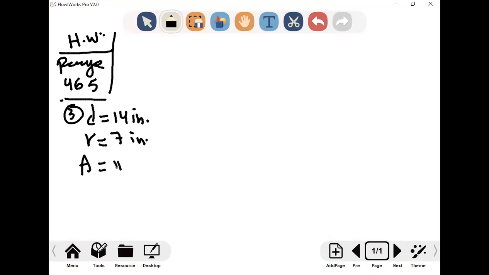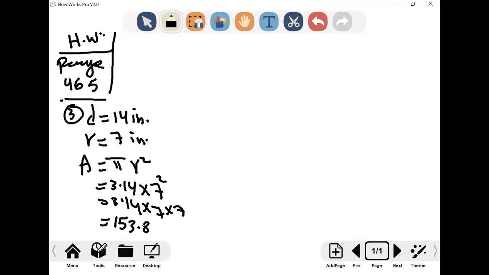A equals pi r power 2, equals 3.14 multiply 7 power 2. Let's check. 3.14 multiply 49 will be 153.86 square inches. Done. This is question 3. Let's see question 4, your homework.